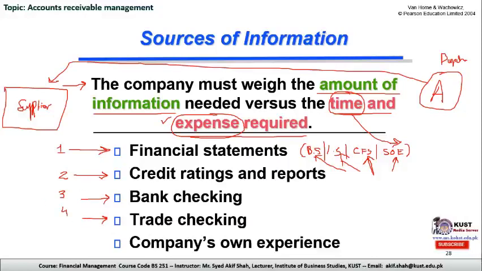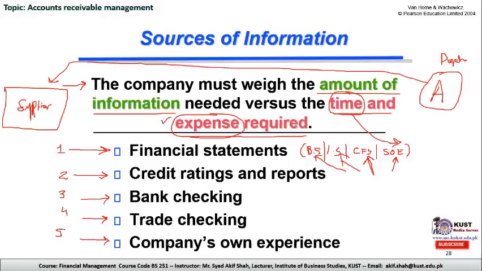Step number 4 is to check the trade checking, like what is the behavior of this credit applicant Mr. A with the other different suppliers available in the market. So you can check out their past practices with other suppliers.